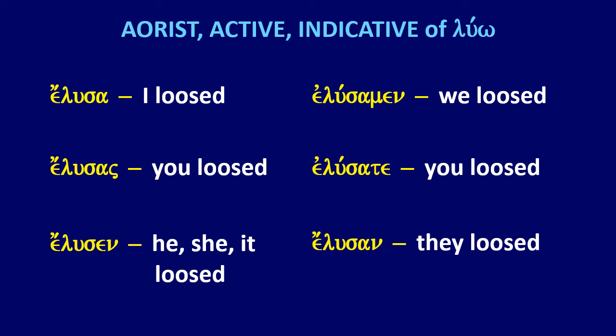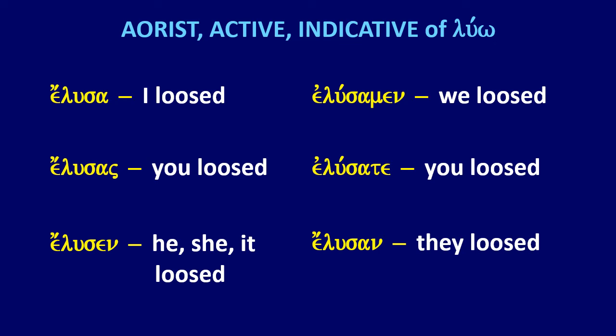Going down to the second person singular, elusas, you loosed. And then third person singular would mean he, she, or it loosed, elusen. And in this case, notice there's a nu on the end of that word. Technically, the word ends in the epsilon right before the nu, but you have a movable nu, which is very common with that third person singular form of verbs.